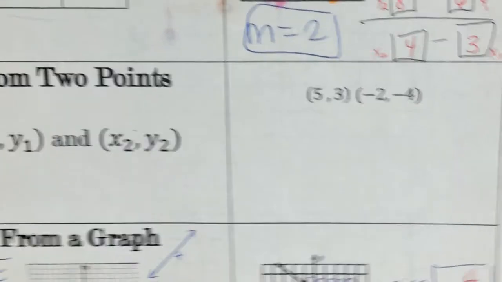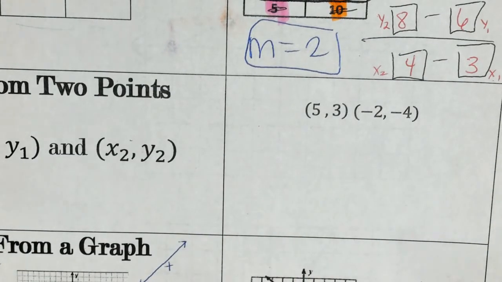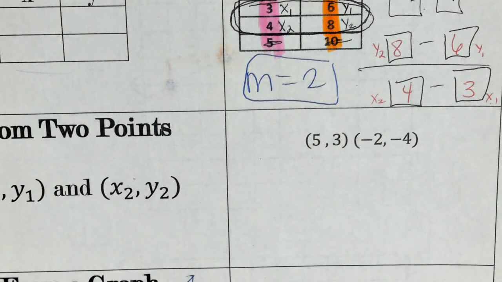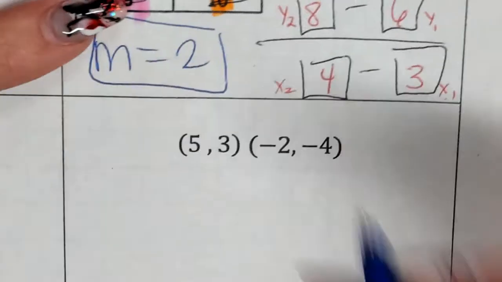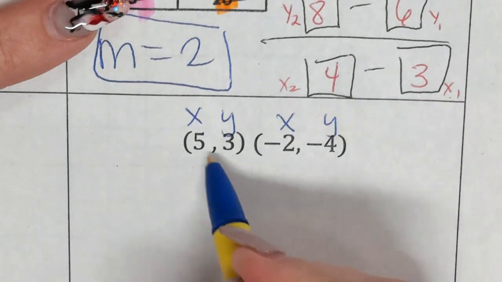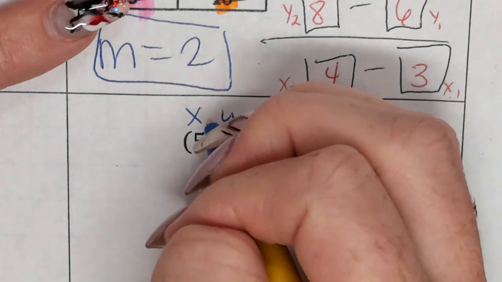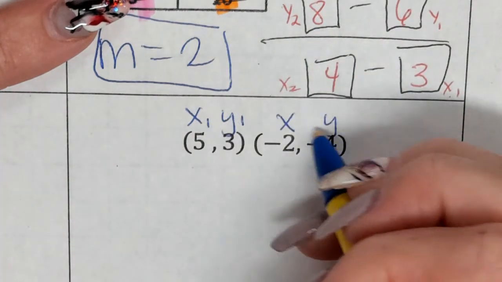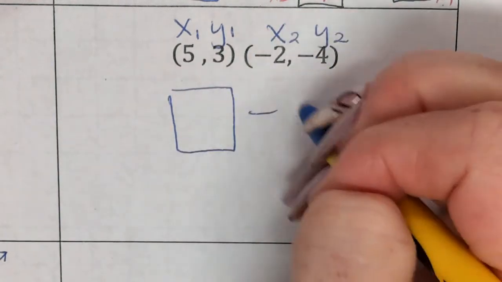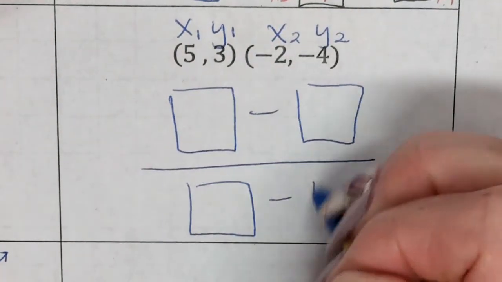Okay, on the next one, these are called points or coordinates or ordered pairs. They're the same thing that just came from this table. They're just presented differently. Okay, this is an X. This is a Y. This is an X. This is a Y. Since these came first, I'm going to call these my 1s. And since these came second, I'm going to call them my 2s. Okay, draw your boxes. Box minus box over box minus box.